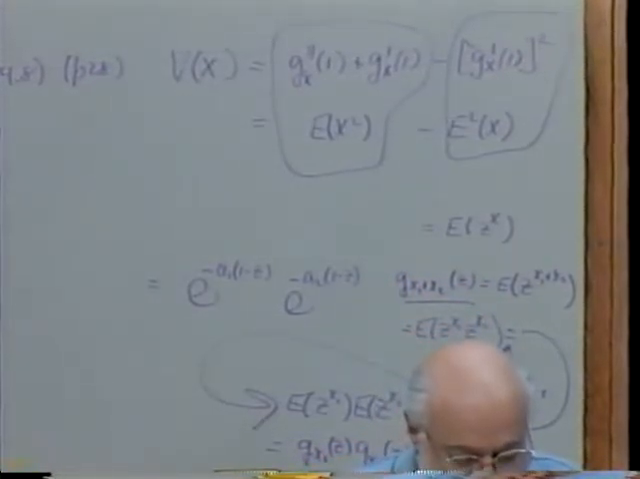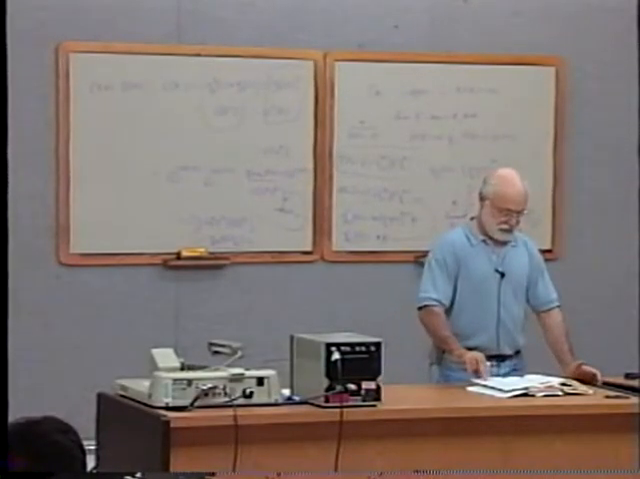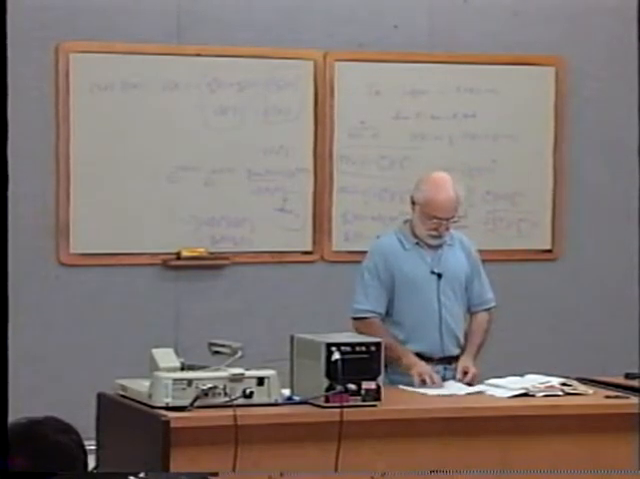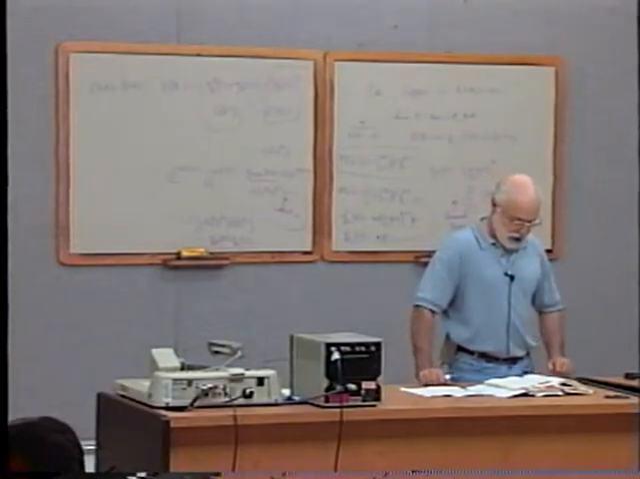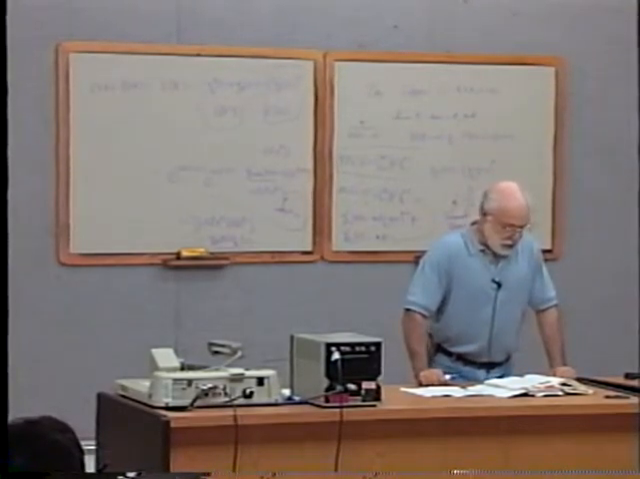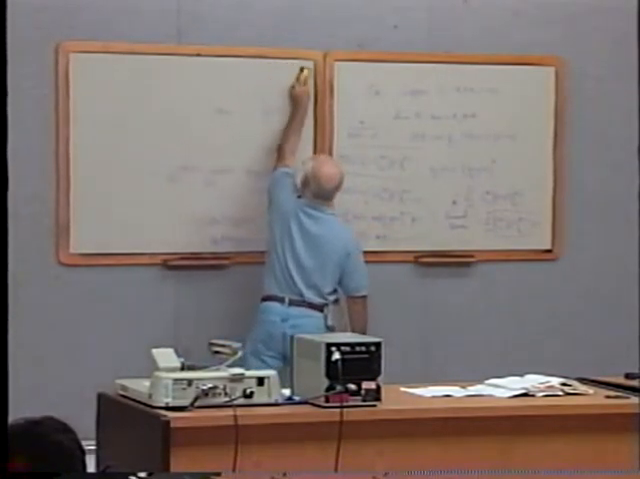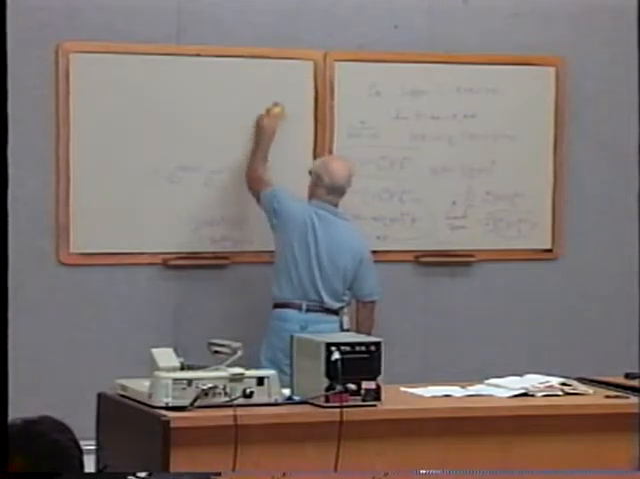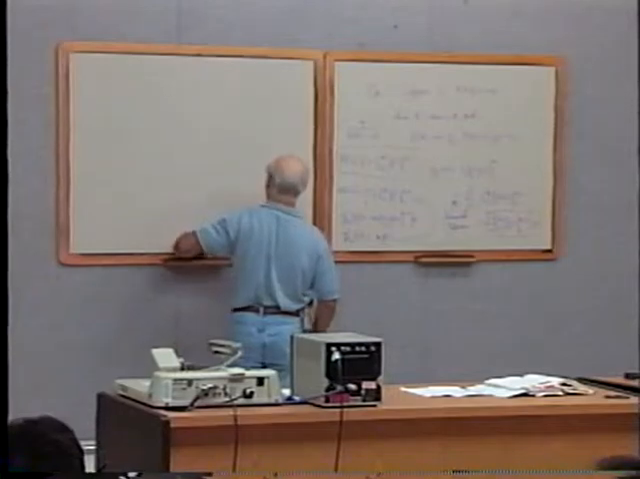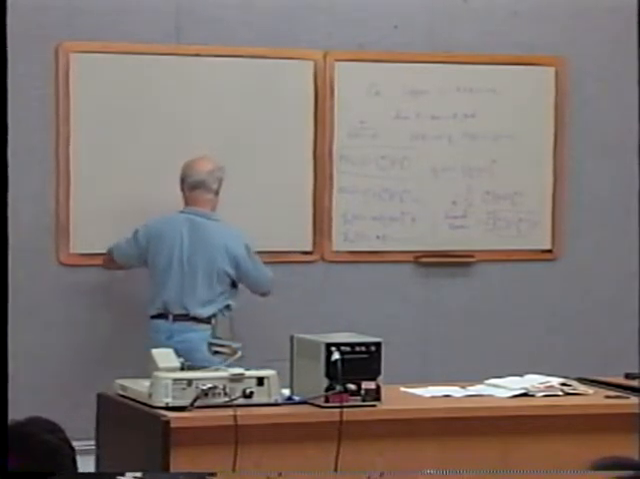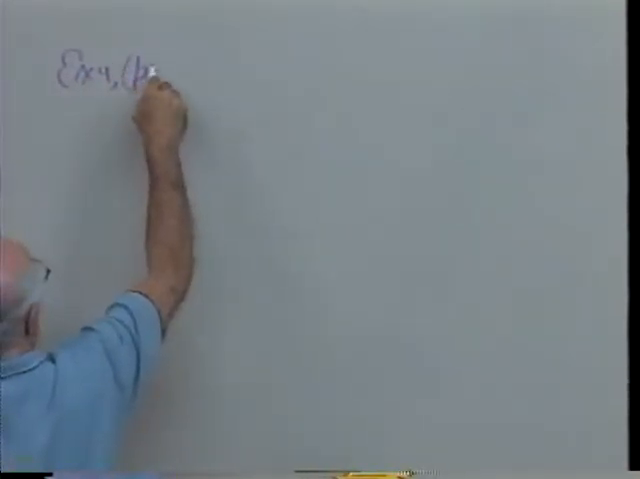Okay, let's look at exercise number 4 on page 30. Compound distributions. Of course, the solution is in the solutions manual, so I'm not going to go through a lot of work here. So we have exercise 4, which is on page 30.